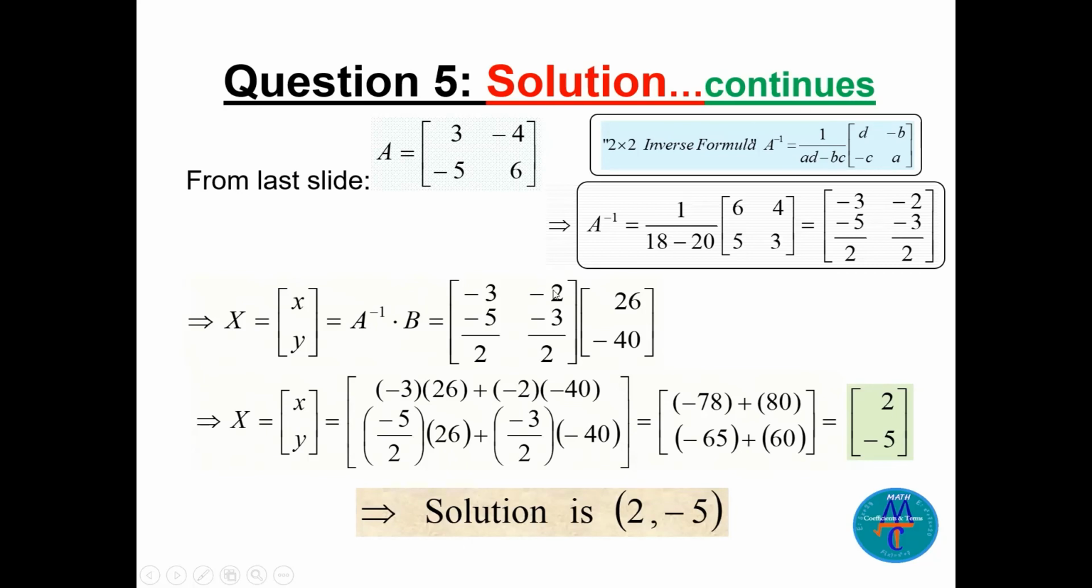So we multiply the first row, first column, minus 3 times 26 plus minus 2 times minus 40. And then down here, row 2 with column 1, minus 5 over 2 times 26 plus minus 3 over 2 times minus 40. So this will be minus 78 plus 80, which is 2, minus 65 plus 60, it will be minus 5. So x will be 2 and y will be minus 5. The solution will be 2 and minus 5.